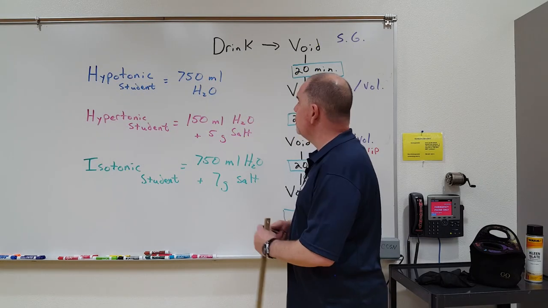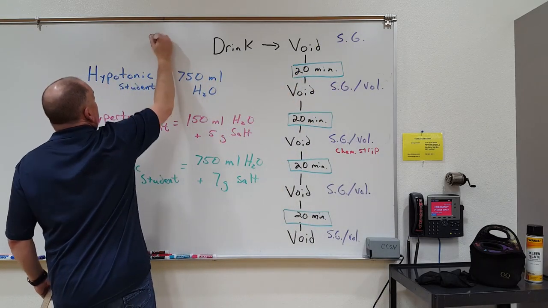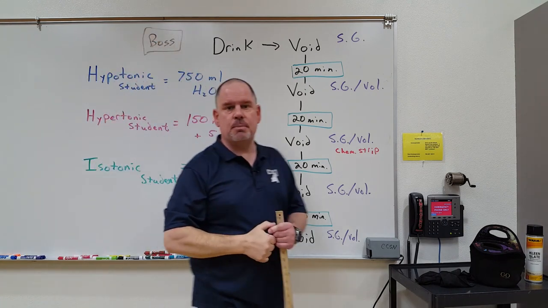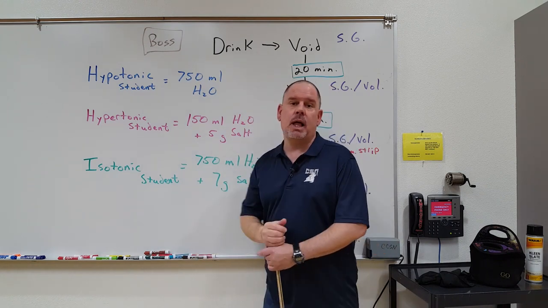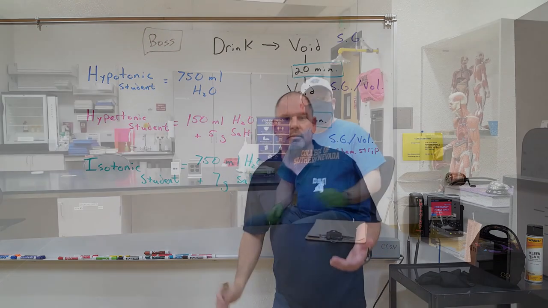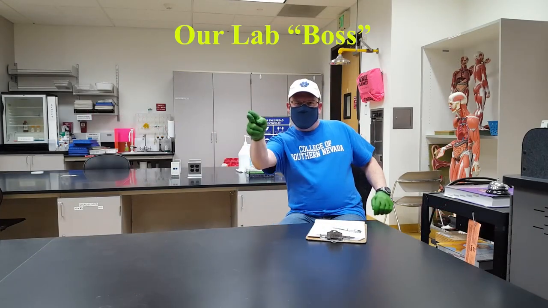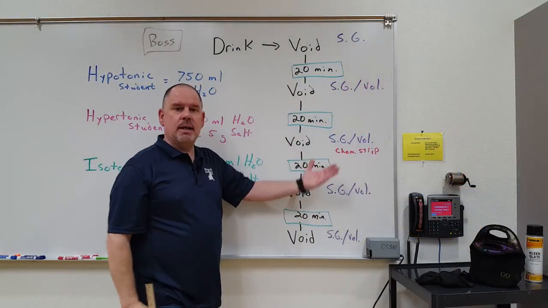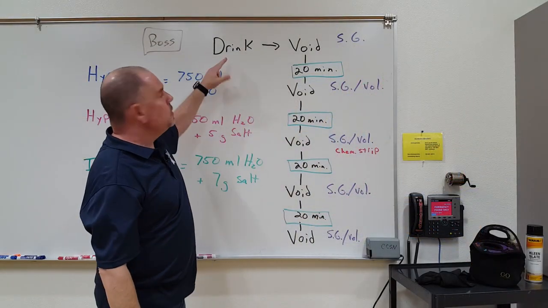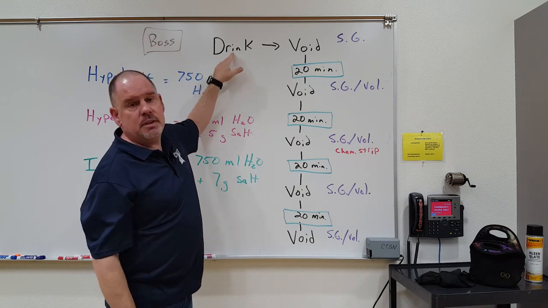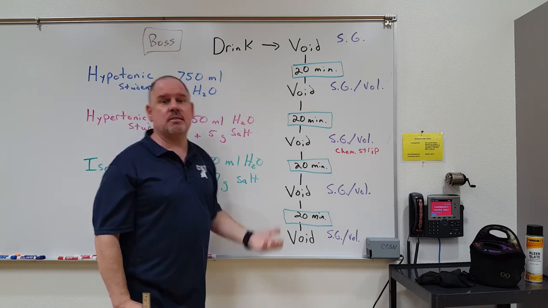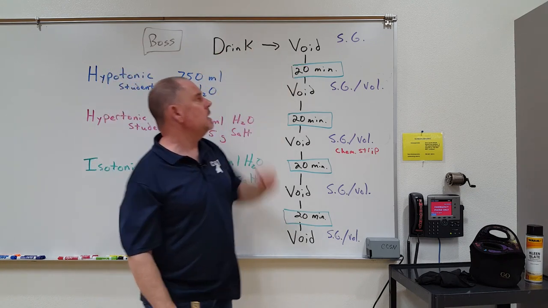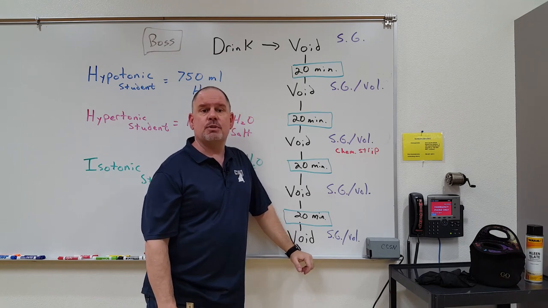And then, of course, don't forget, I need what I like to call the lab boss or somebody to tell these three people when it's time to void their bladders, what data they are to collect. What you can see right here to my left is what's going to happen. First, the test subject will drink their solution as fast as they possibly can. Then the lab boss will immediately send them to the restroom to void their bladder.